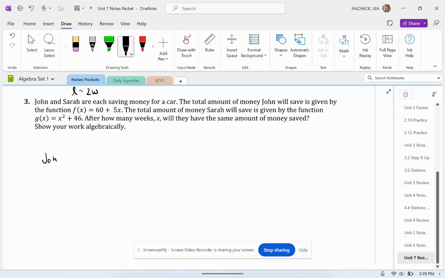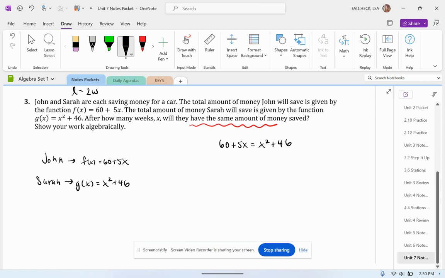All right, so I've got John's money. And that is going to be f of x equals 60 plus 5x. Then I've got Sarah's money. That's going to be g of x equals x squared plus 46. When they have the same amount of money, it's where the graphs cross. Algebraically, if you're trying to show where two graphs cross, you're going to set them equal to each other.